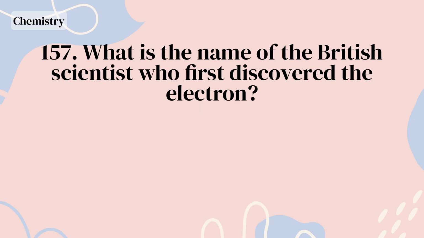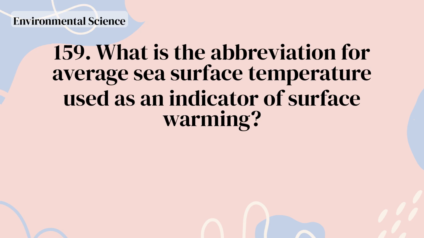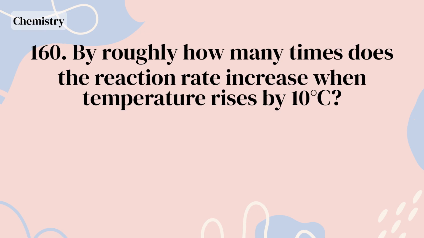Pluto. What is the name of the British scientist who first discovered the electron? Thomson. In biological classification, what taxonomic rank is positioned above genus? Family. What is the abbreviation for average sea surface temperature used as an indicator of surface warming? SST. By roughly how many times does the reaction rate increase when temperature rises by 10 degrees Celsius?